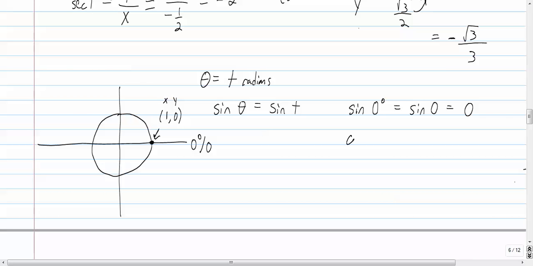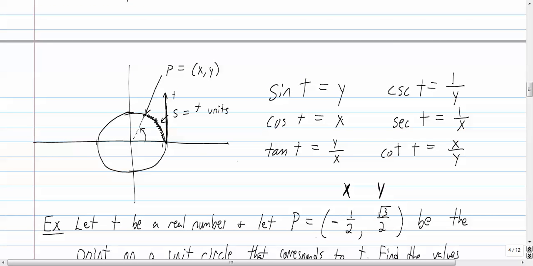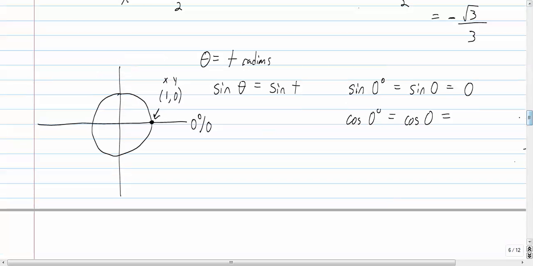Okay. What about the cosine of 0 degrees? The cosine of 0 degrees is the same as the cosine of 0 radians. And which coordinate is cosine equal to? Need to look back in your notes. Cosine is x. So look for the x coordinate. It's 1. So the cosine of 0 degrees, or the cosine of 0 radians, is equal to 1.